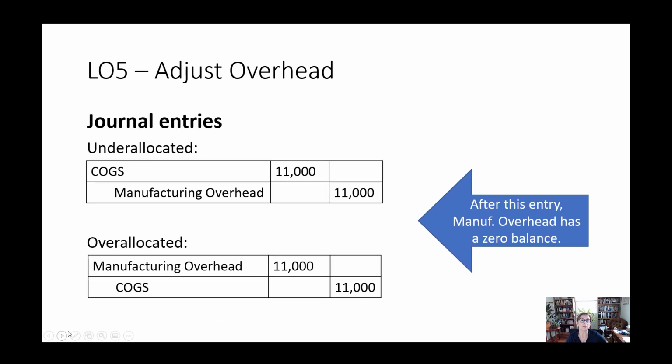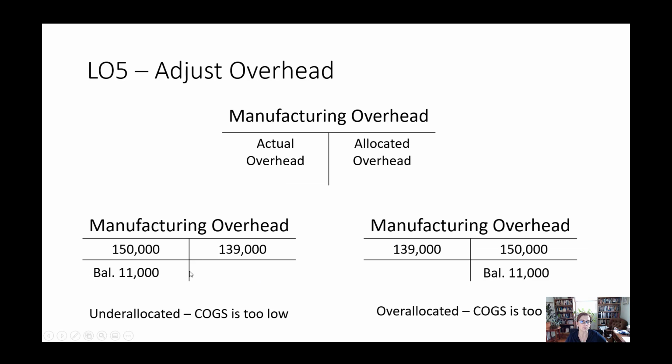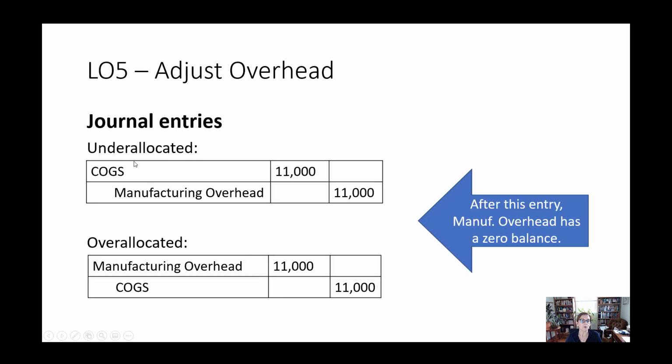So basically our goal here is we want to close this account. So if you remember from financial accounting, when you close an account, you make it have a zero balance. So for example, here, if we want this to have a zero balance, we have to credit it, and here we have to debit it to make it have a zero balance. So if it's under allocated, we credit the overhead to close it, and we debit cost of goods sold.